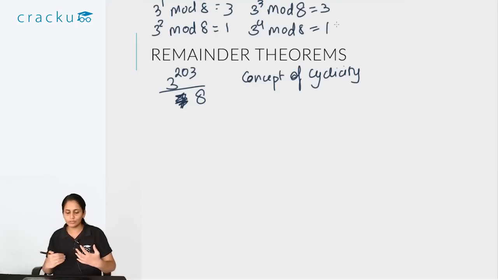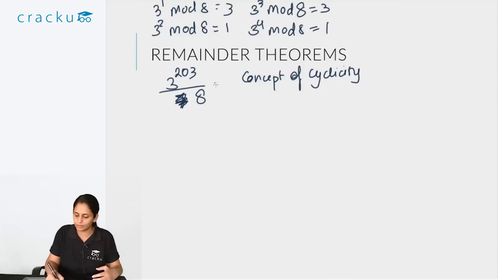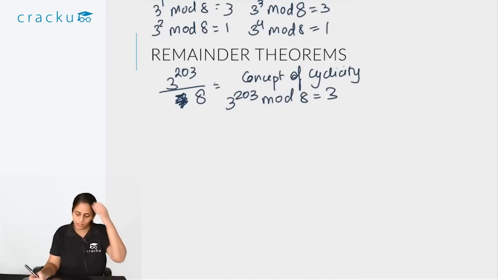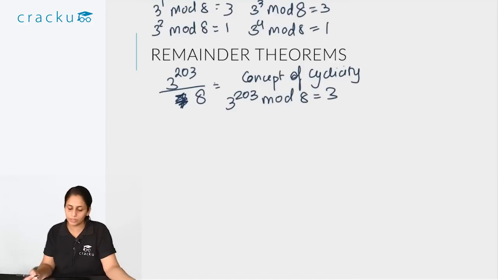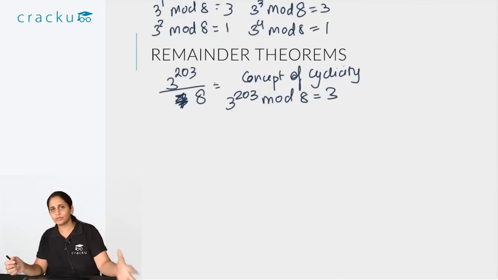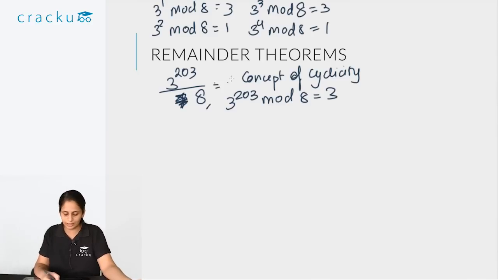So just by using the cyclicity of remainders, I can say that 3 raised to 203 mod 8 will be 3, because odd powers of 3 mod 8 give me 3 and even powers of 3 mod 8 give me 1. So the basic concept you should use if the denominator is a single digit and the numerator is a single digit is to first think of the concept of cyclicity.